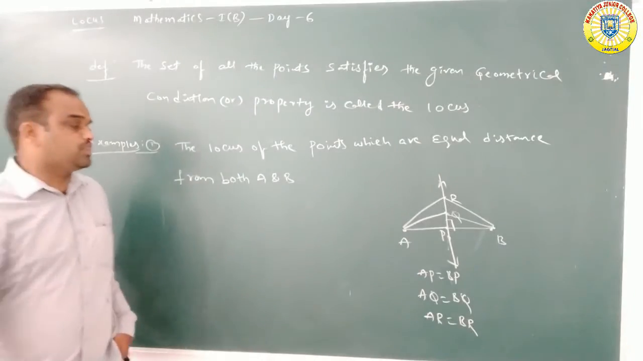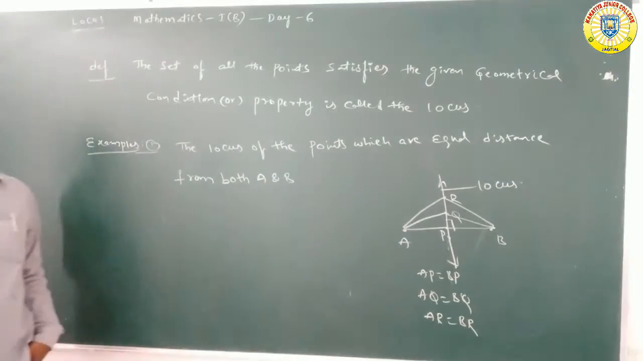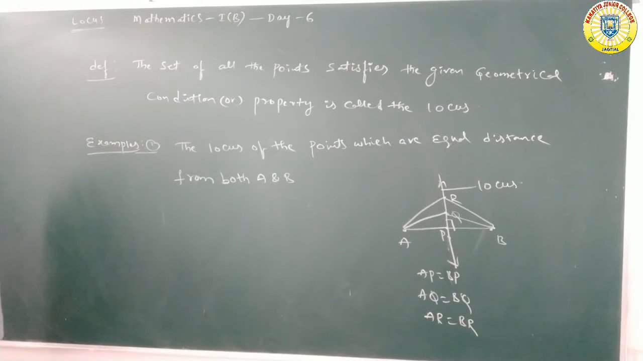Write this example. This straight line is our locus. All of you write it down.